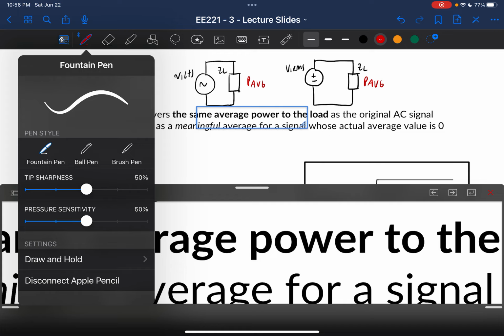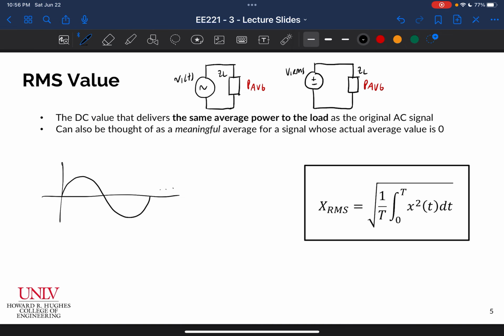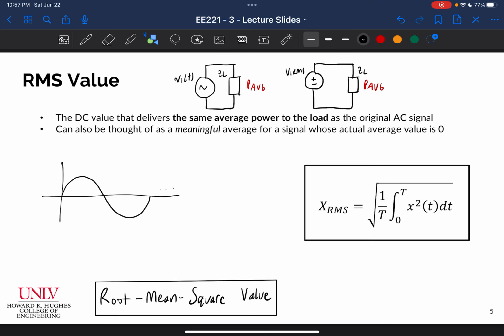RMS stands for something. Obviously, I hope you didn't think it was just 3 random letters. RMS stands for root mean square value. And you may be like, what in the world does that mean? But if you look at the formula and we break it down, it'll make perfect sense what that means. So let's take a look at this formula.